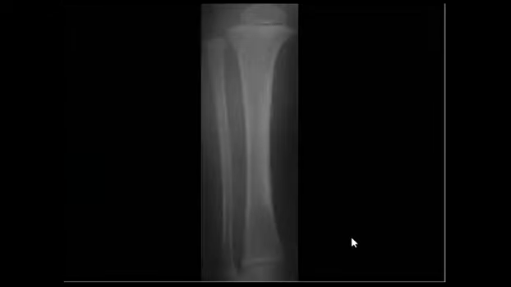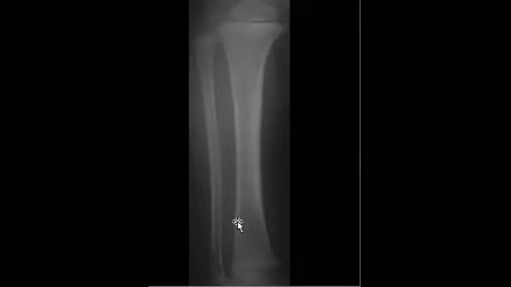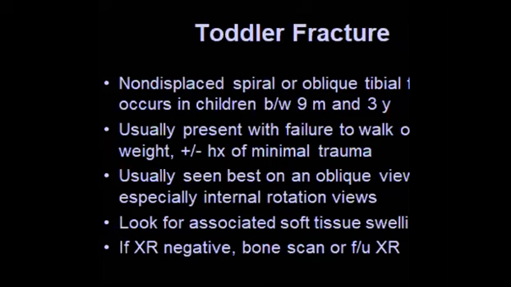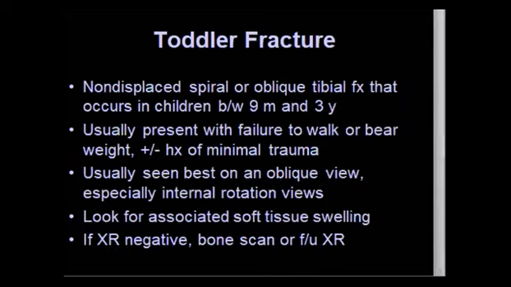We like to show you this type of fracture, which happens in the pediatric age group. Now I give you the key, so it is easy. You can mention the toddler's fracture, which is an oblique spiral fracture of the distal tibia. So this is a non-displaced spiral oblique fracture, the toddler's fracture, with failure to walk.